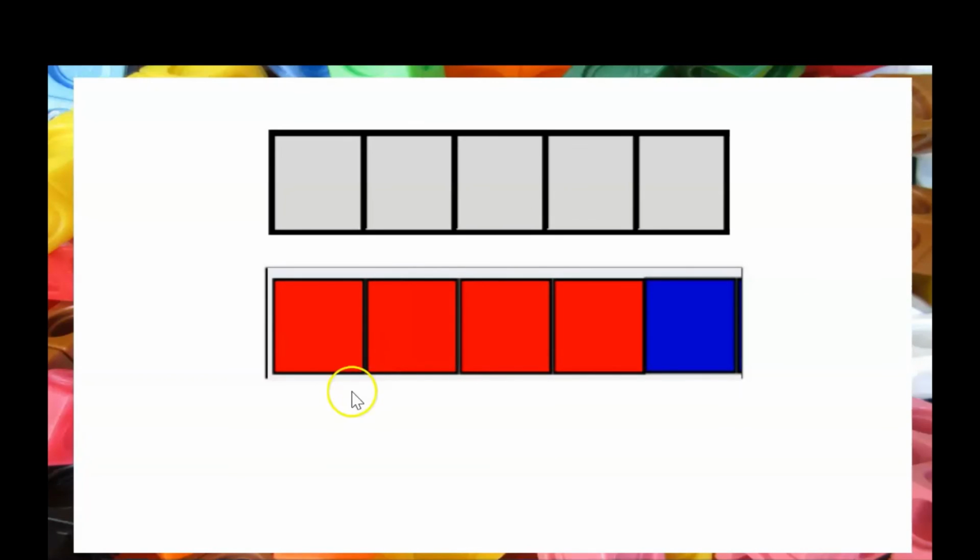Although I used 2 colors, I still colored 5 cubes. 1, 2, 3, 4, 5. If I go up to my gray one and count 1, 2, 3, 4, 5, I have a 5-stick in the gray and a 5-stick in the colored. That means these sticks are the same as.